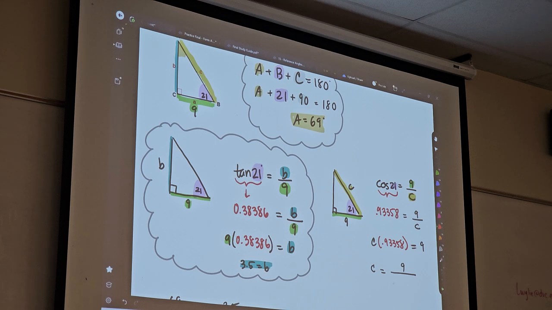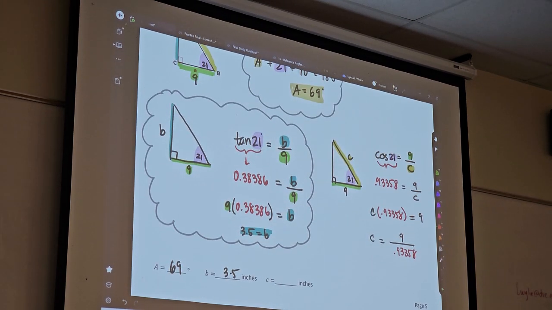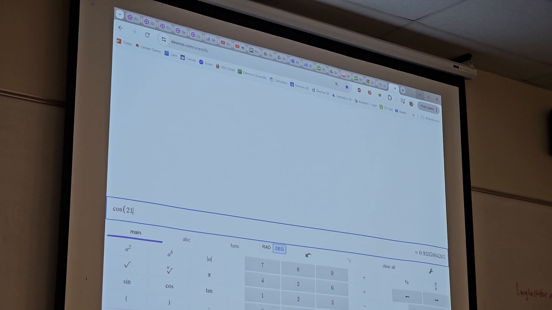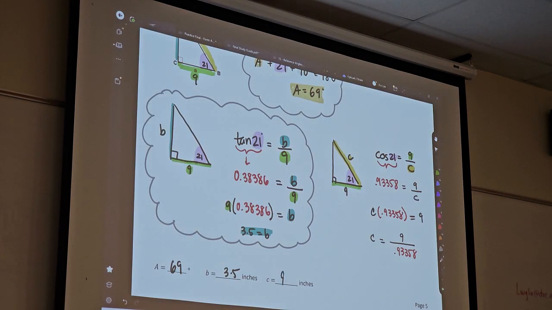9 divided by 0.93358. It's really 9 divided by cosine 21. But if doing that little decimal stuff is helpful, do it. 9 divided by 0.93358 is 9.6. So that was two steps. Yellow went over there. Whew, that's colorful. I don't know if it's too much.